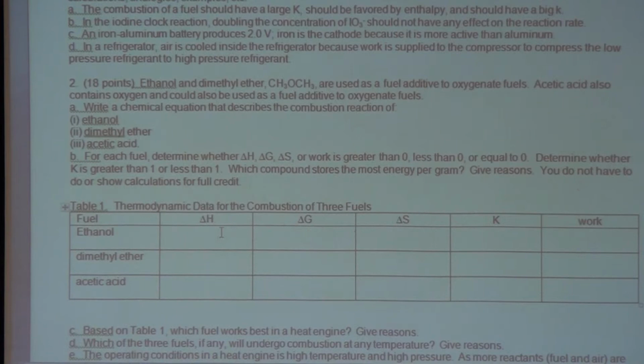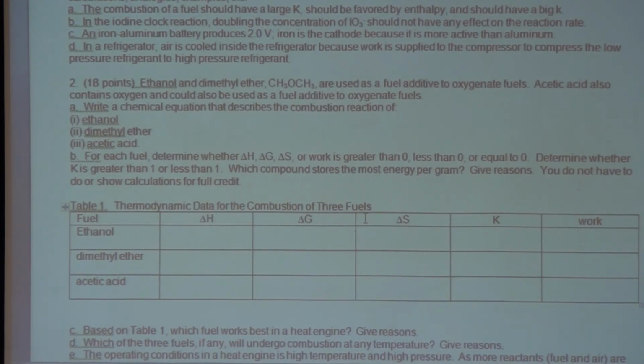If it works as a fuel, delta H has to be less than 0. How about delta S? How can we figure out delta S? One way to figure out delta S is to look at the number of moles of reactants versus the number of moles of products. If there are more products than reactants, chances are delta S is going to be greater than 0. Yes, greater than 0.